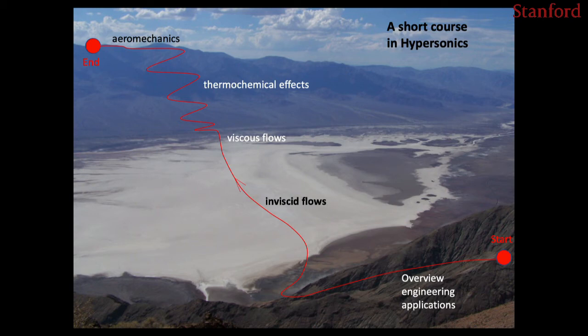When I think about a course in hypersonics, I think about a hike. And a hike across Death Valley. The structure of a course in hypersonics is mostly similar to that hike that you have on the screen. So the hike starts going down a slope, looking at the engineering applications of the field, and seeing the landscape, right? Say this could be Dante's Point in Death Valley, and then goes about traversing a very dry lake with a lot of heat and almost no water, and that will be the part of inviscid flows.